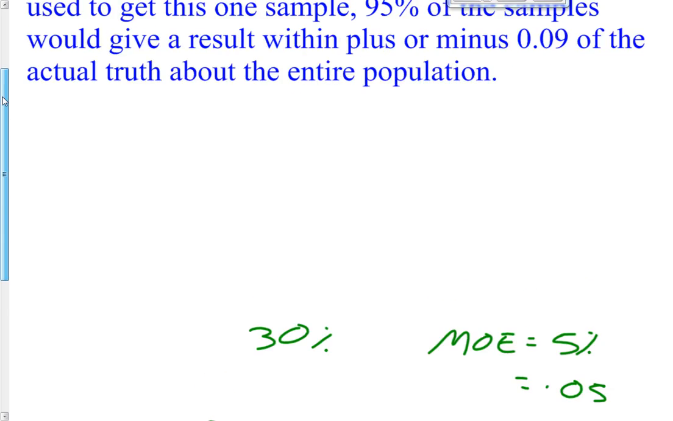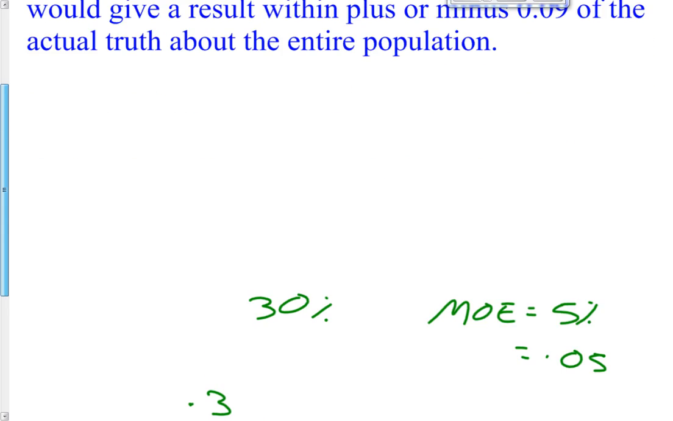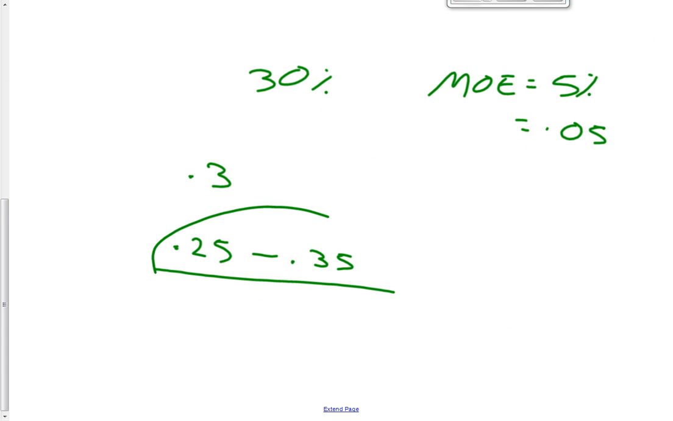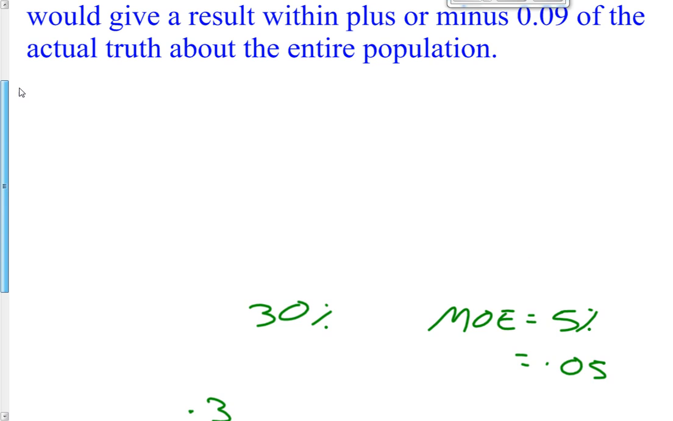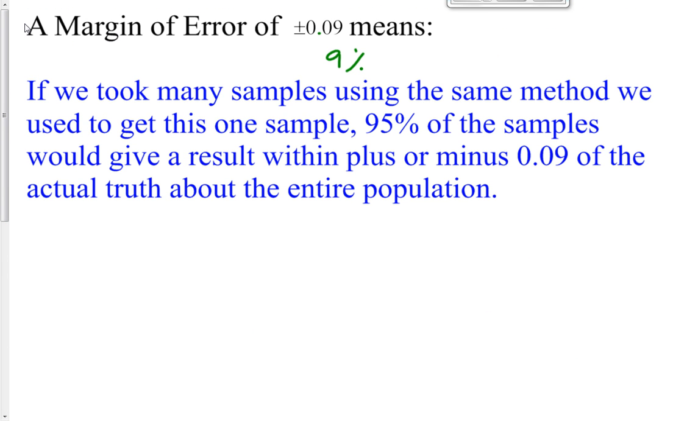If I did this sample 100 times, 95 of my samples would come between these two values. The other 5% might be less than 0.25 or might be greater than 0.35, but there's only 5 out of 100 of those. 95% would fall between these two ranges. Okay? We always use 95% confidence.